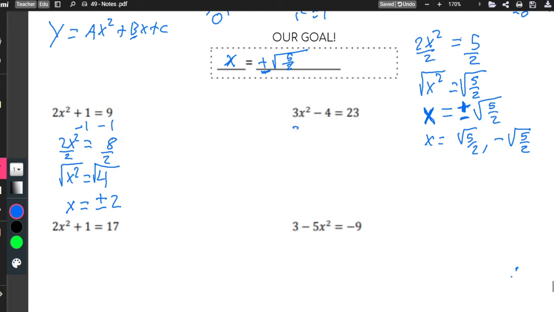So we're just going to keep going. So 3x squared. Our first step here is going to be adding 4 to both sides. So 3x squared equals 27. We divide both sides by 3 to get x squared by itself. We get x squared equals 9.